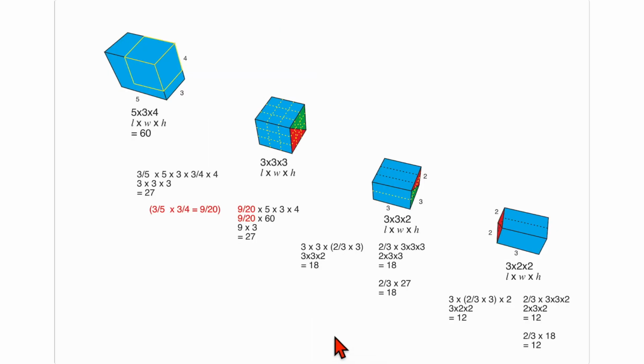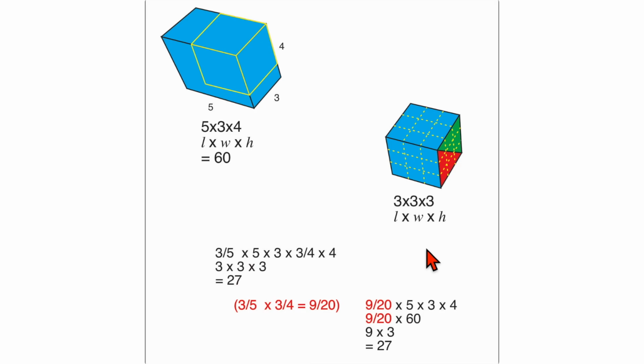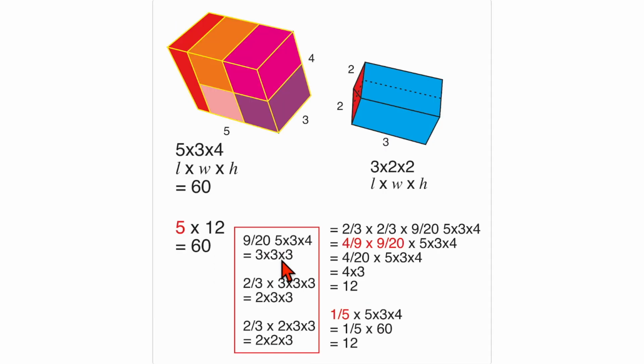But as before, step through these 4 prisms. So calculate the fraction of this prism, then calculate the fraction of this prism, then calculate the fraction of this largest prism. So 9/20ths of this larger prism is the cube, 3 times 3 times 3, we saw before. 2/3 of that cube was the 18 cubic unit prism, which is 2 times 3 times 3. So remember, these 3's cancel, and you're left with 2 times 3 times 3.